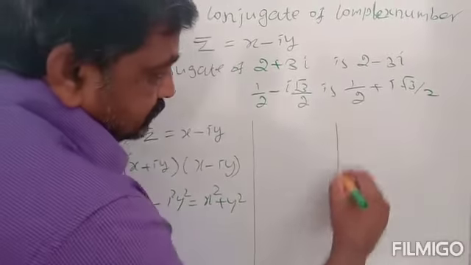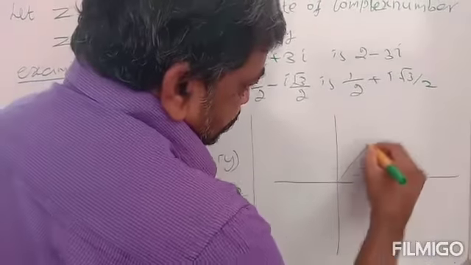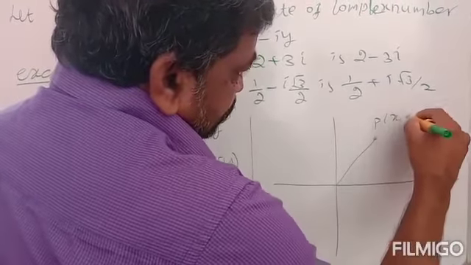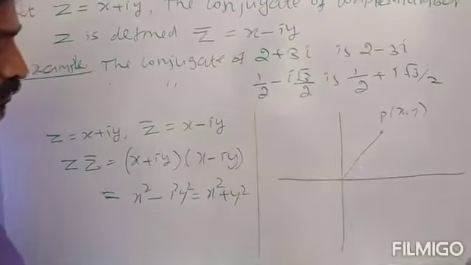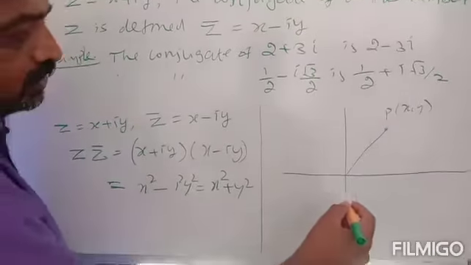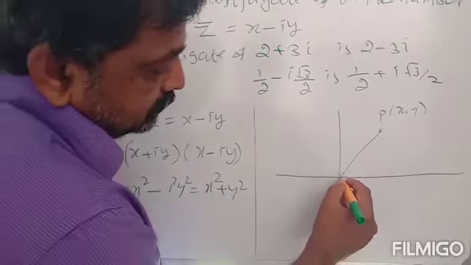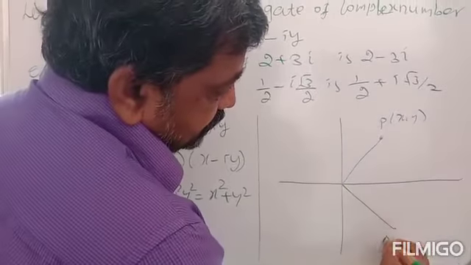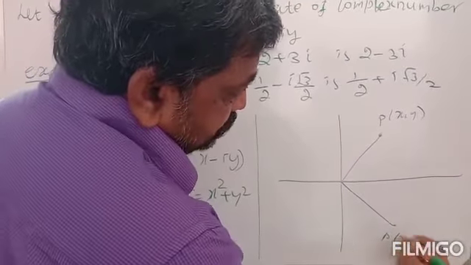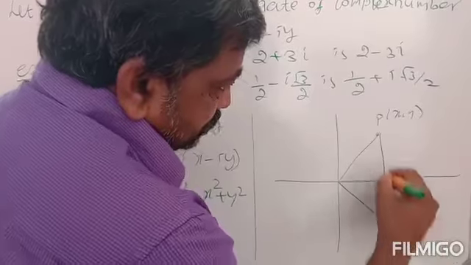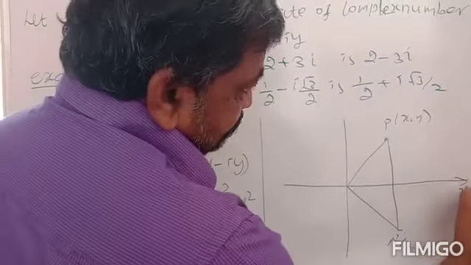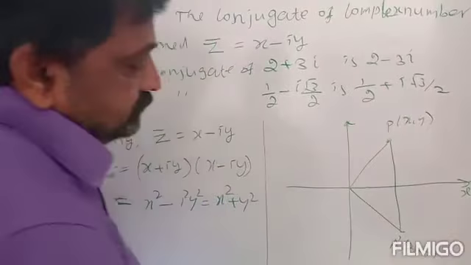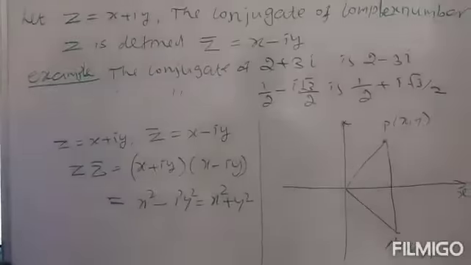Next, let P(x, y) be the complex number. Now the conjugate of the complex number P(x, y), that is P dash, is (x, minus y). The conjugate of a complex number is the reflection in the x axis, that is, reflection in the real axis.